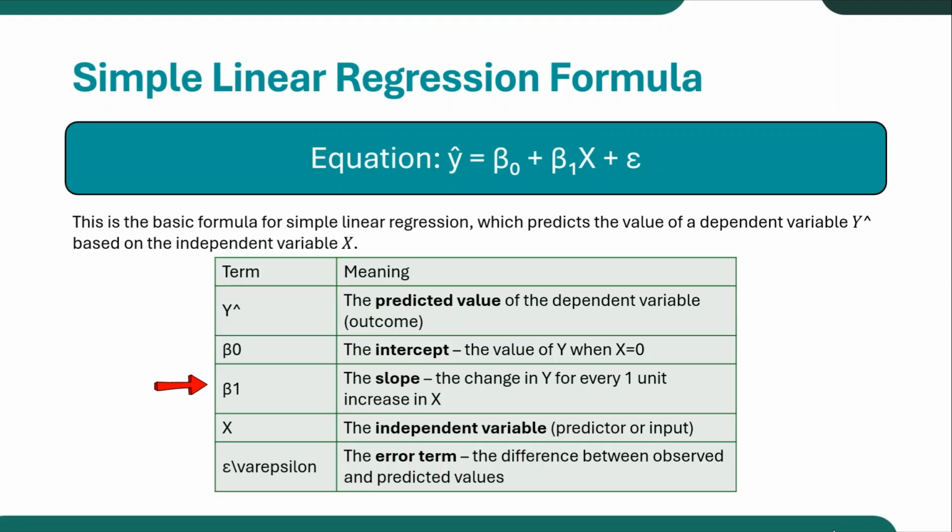Beta 1. This is the slope of the line. It indicates how much y changes for every 1 unit increase in x. X. This is our independent variable, the input or predictor that influences the outcome. Epsilon. This is the error term, representing the difference between actual and predicted values, essentially the noise the model can't explain.